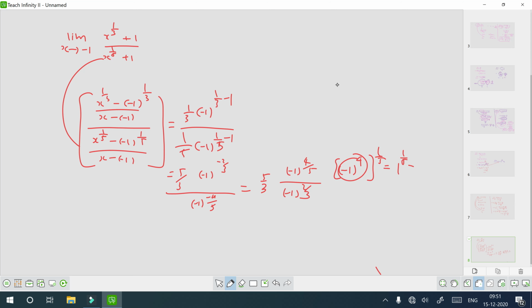1 raised to 1 by 5, that is 1. Here (minus 1) whole square raised to 1 by 3. So that is 1 raised to 1 by 3, and that is 1. So ultimately this comes out 5 by 3. This is the answer. See, for a multiple choice question, there is no need to write each and every step. If possible, then minimize it.